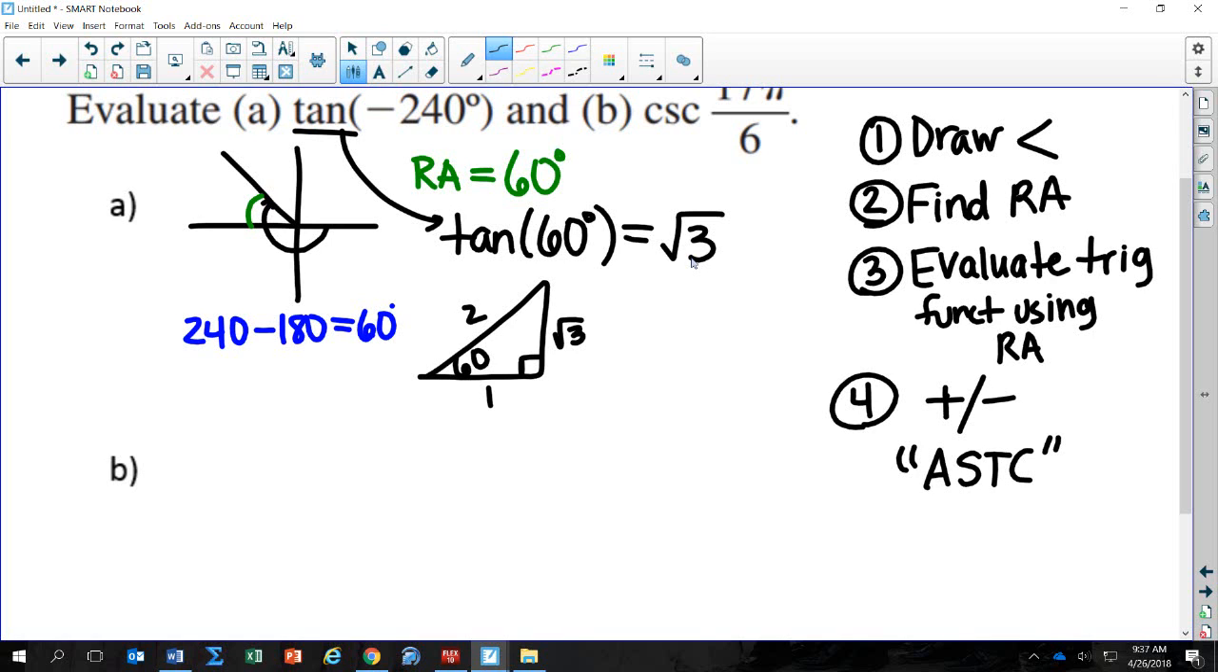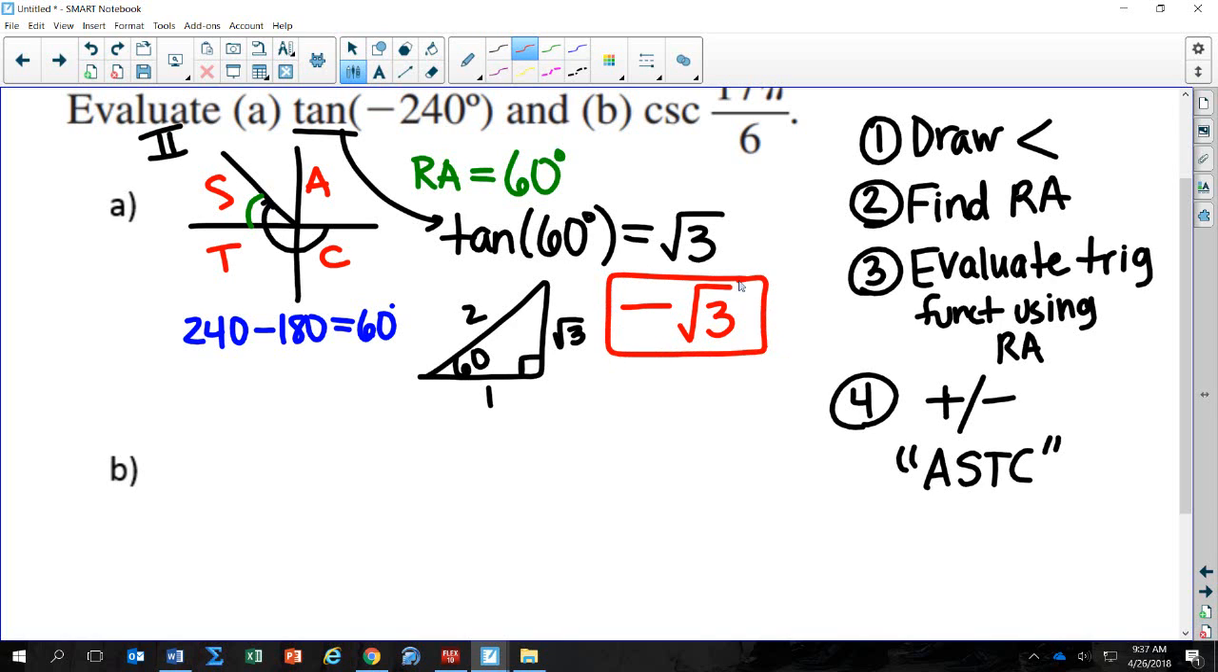Now my last part is to label plus or minus. I ended up in quadrant 2. What's the only thing positive in quadrant 2? All Students Take Calculus. Sine is positive in quadrant 2. Am I working with sine or cosecant? No. So I have to put a big old minus out front just because I know that tangent is negative in the second quadrant. So that's the 4-step process you go through.